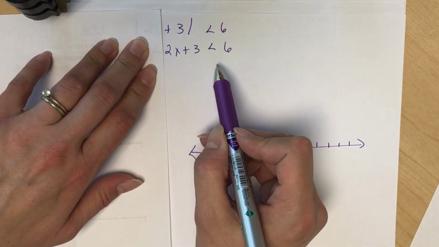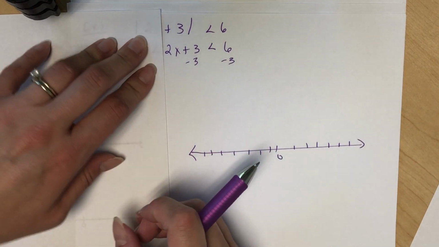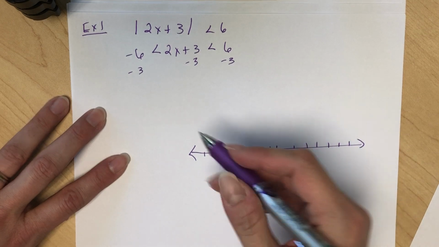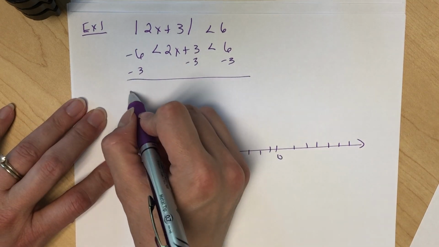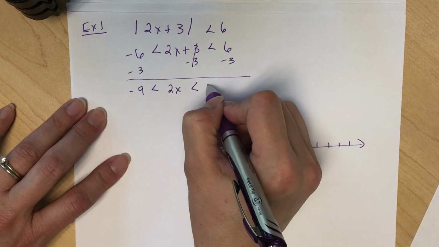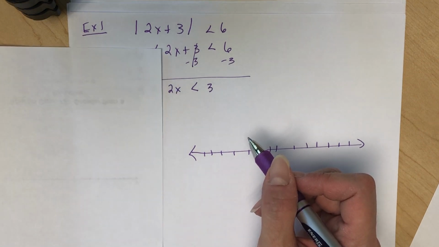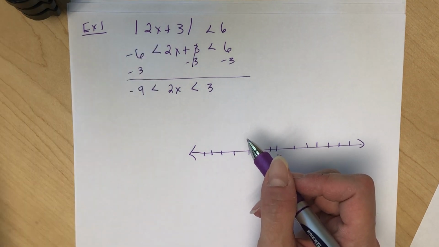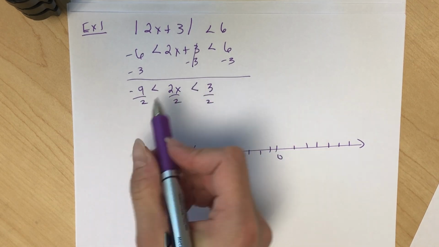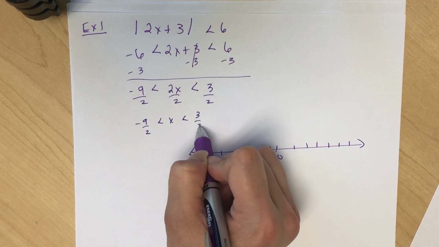If you've got 2x plus 3 less than 6, then we know that we would start by subtracting 3 on both sides. Because this inequality has 3 parts, we'll do it to all 3 sides. So subtract 3 on all three sides. That gives me negative 9 less than 2x. The 3's cancel, and that's less than 3. Okay, and then I still have to get x by itself, so I would divide everything by 2. Divide all three sides by 2. So I have negative 9 halves less than x less than positive 3 halves.